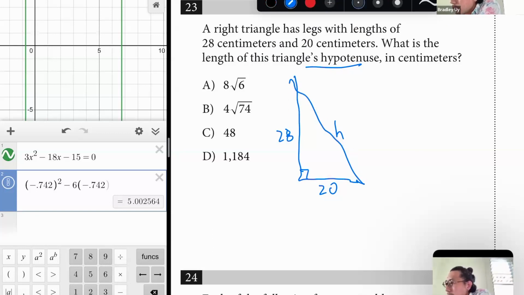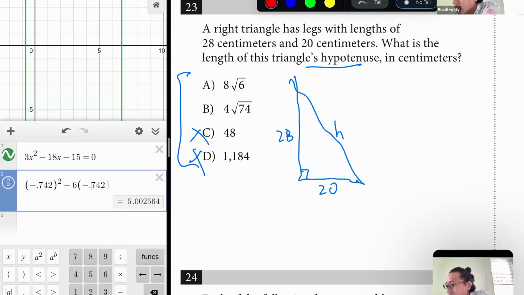Please note, two of these solutions are obviously wrong. H cannot be D. It's not 1,184. That's way too long, considering this is drawn roughly to scale of 20 by 28. We would approximate this to be maybe low 30s, if we had to use our estimation. C is definitely not right either. These would have to be on a straight line, 20 and 28, to have the hypotenuse be 48.